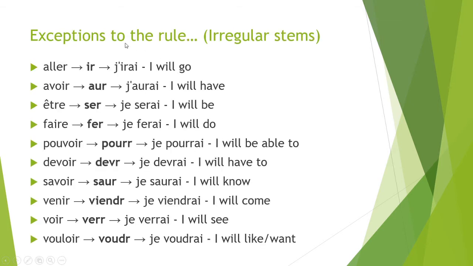Alright, so there's some exceptions to this rule, of course, because it's French. And for these common verbs, their root becomes different. So aller, it's not a regular er verb, so you don't do allere. You gotta change aller to ir and add the appropriate endings. So aller becomes j'irai for I will go, and you can see the same idea for the rest of the verbs here.